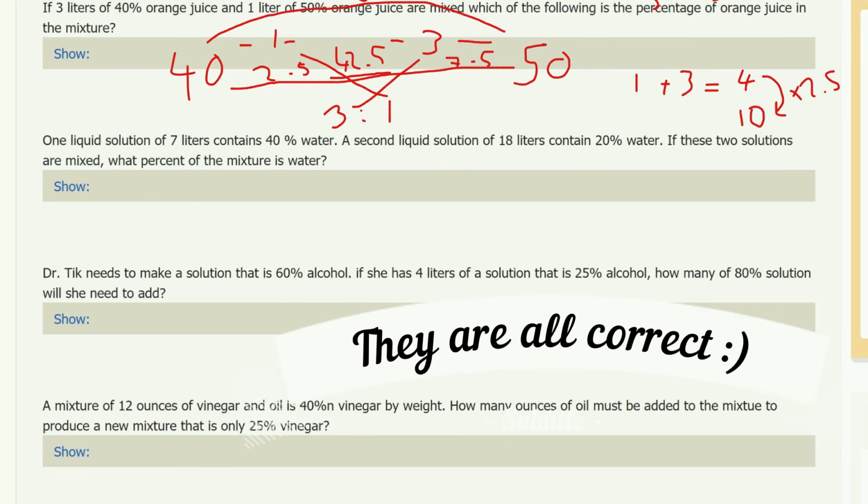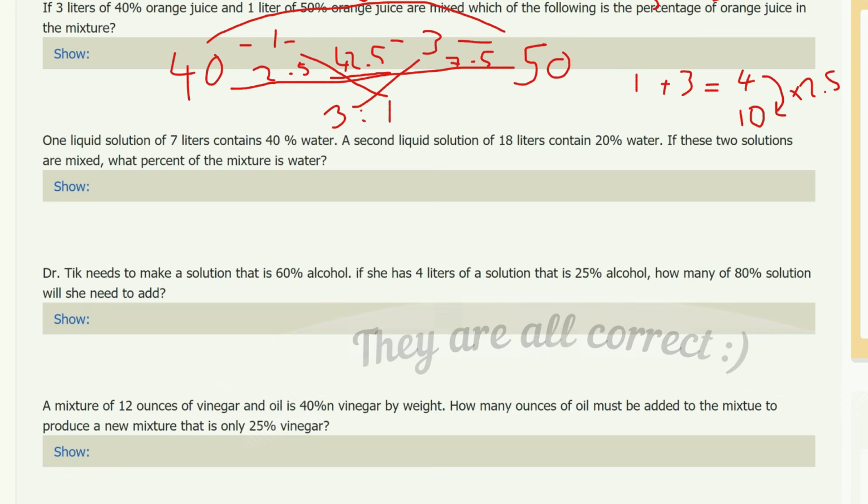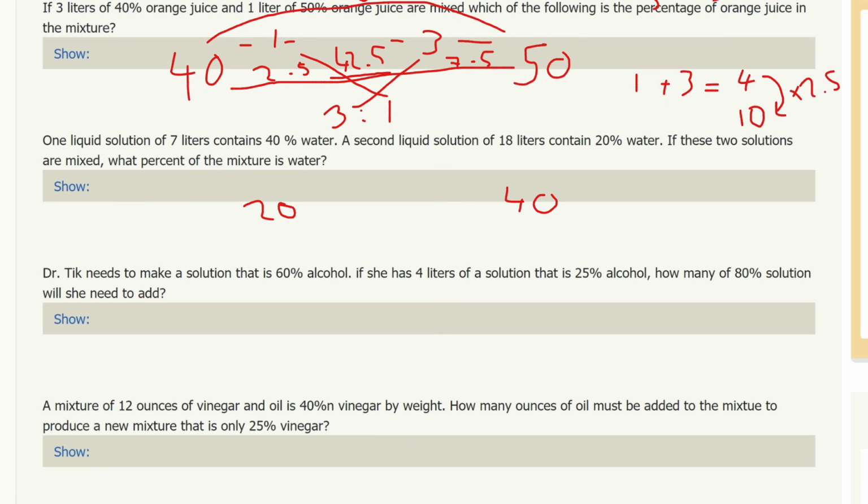Okay, one liquid solution of 7 litres contains 40% water. Another solution contains 20% water. So we've got the 20 on the left and the 40 on the right. If these two solutions are mixed, what percent of the mixture is water? Well, brilliant opportunity for you to try the exact same method again. Same situation, we don't have the middle number, but we do have the ratio. Can you finish it off? Pause and try along if you want.